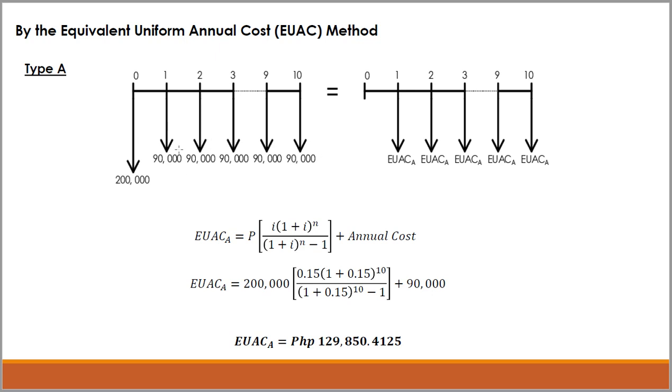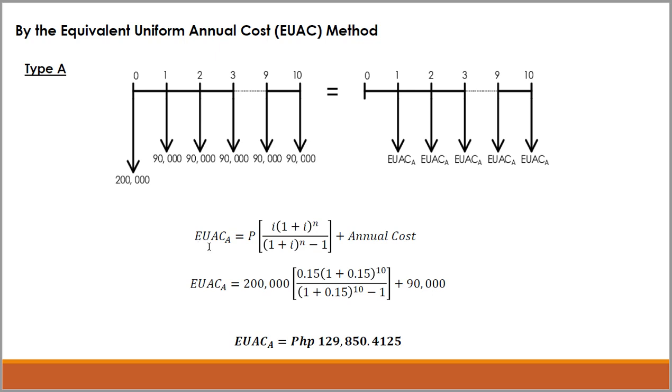For type A, we have 90,000. Okay. And then we have an initial cost of 200,000. So we will make the 200,000 an annuity. And then we add to it the annual operations and maintenance cost. So what would be the equivalent uniform annual cost of type A?